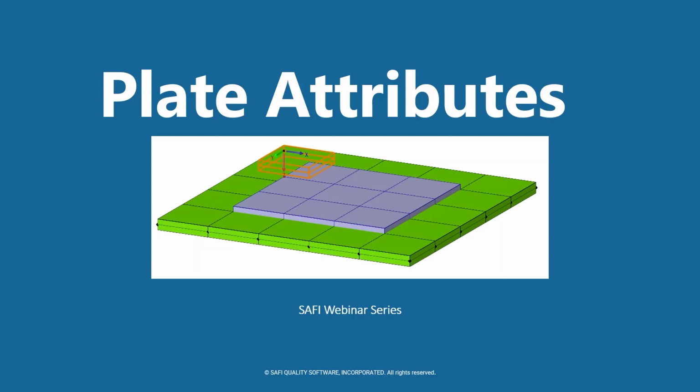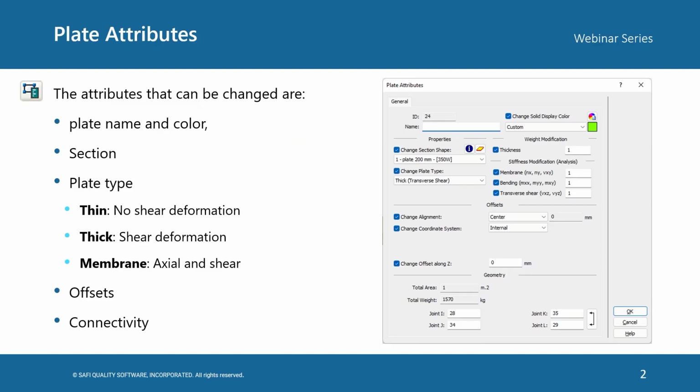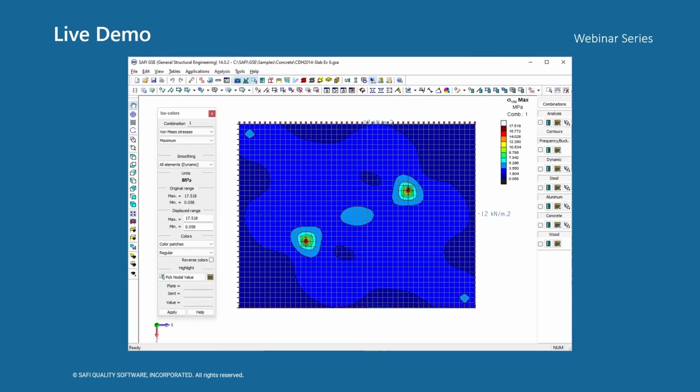In this video, we are going to have an overview of plate attributes. The attributes that can be changed for plates are the plate name and color, the section, and the plate type. There are three plate types which include thin, no shear deformation, thick, with the shear deformation, and membrane, which has only axial and shear deformations. We can also edit offsets and the connectivity. Without further ado, let's start our demo.